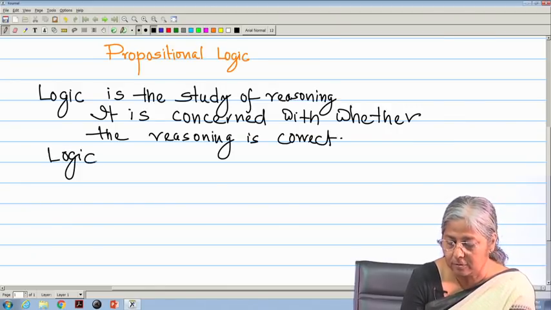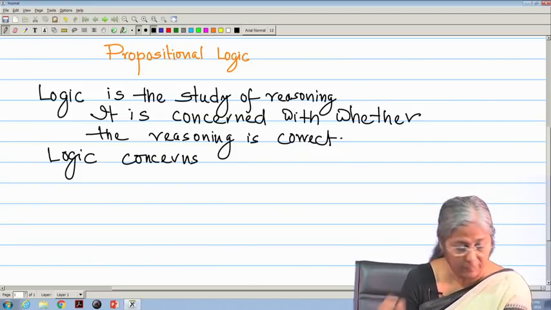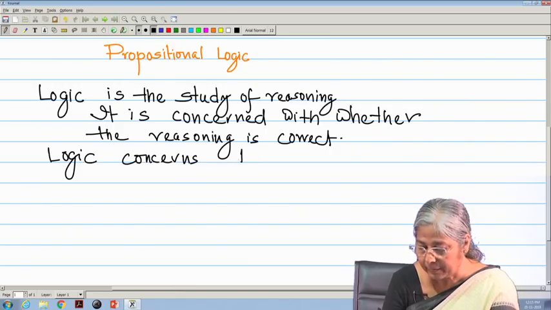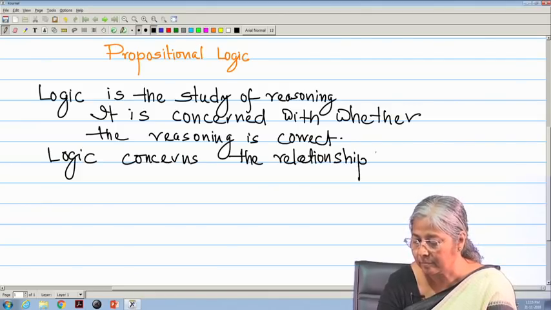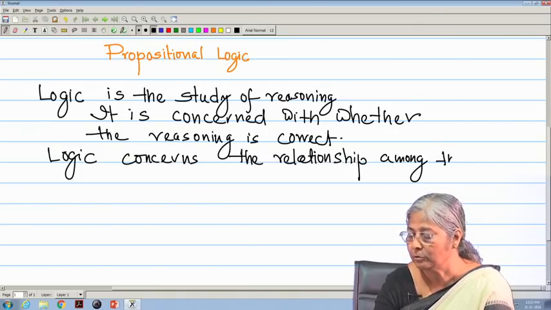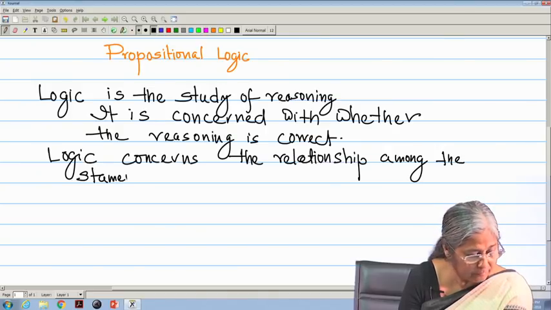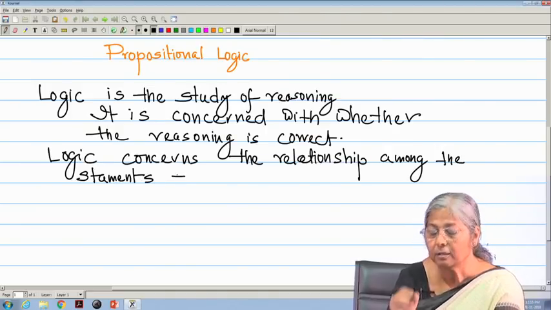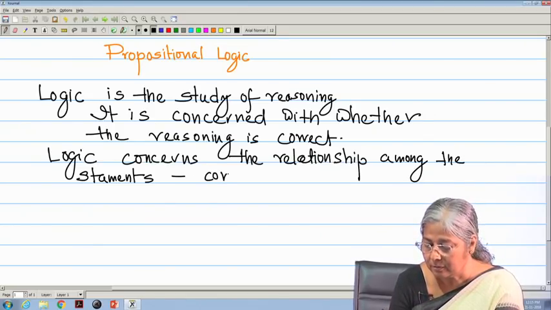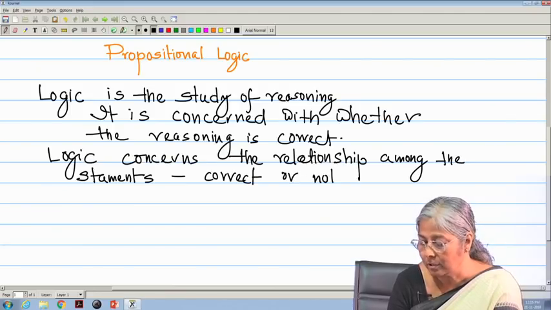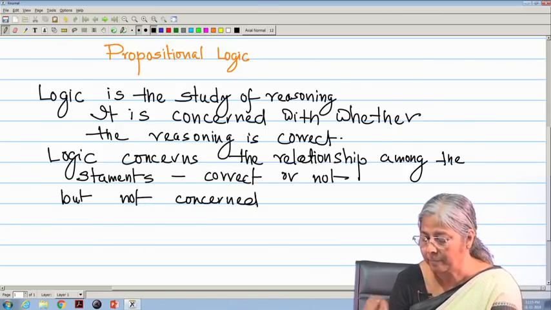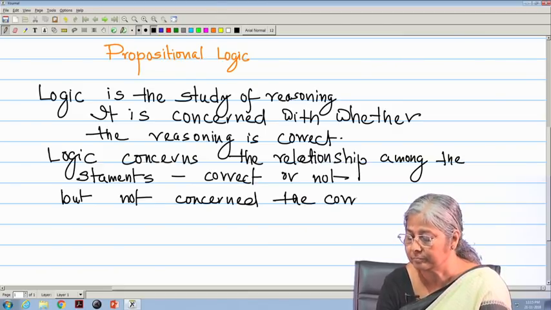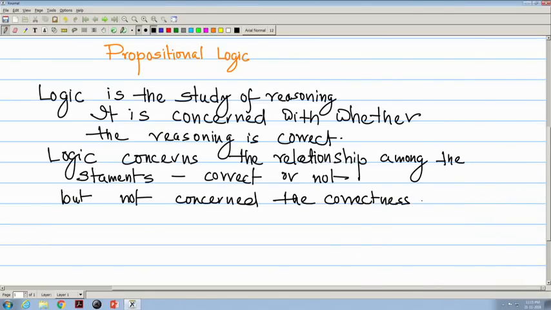Logic concerns the relationship among the statements, particularly whether it is correct or not, but it is not concerned with the correctness of a particular statement.